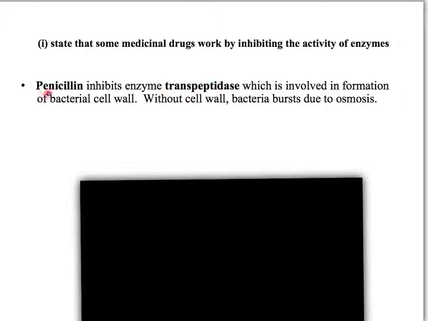The penicillin molecule and lots of antibiotic molecules are inhibitors of the transpeptidase enzyme, which means that bacteria can't make cell walls. Without those cell walls, they burst due to osmosis. Water rushes into the cell along a water potential gradient, and the cell bursts because it hasn't got a cell wall to withstand that pressure. A little animation below to illustrate that.